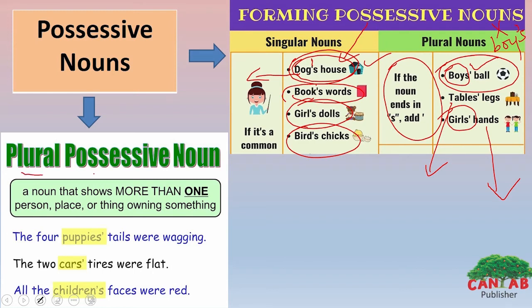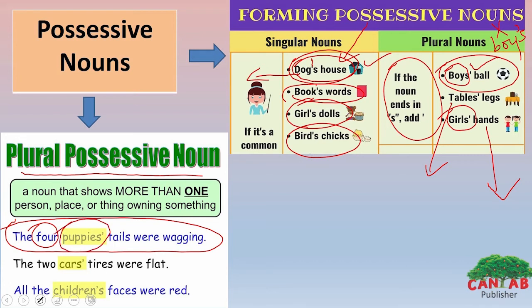Look at here, plural possessive nouns. A noun that shows more than one person, place or thing owning something. The four puppies' tails were wagging. Here we have four puppies. So the puppies is a plural form, and we added s and we added apostrophe after s here. The tails were wagging. The two cars' tires were flat. Here the cars are two. So we have added apostrophe after s here.